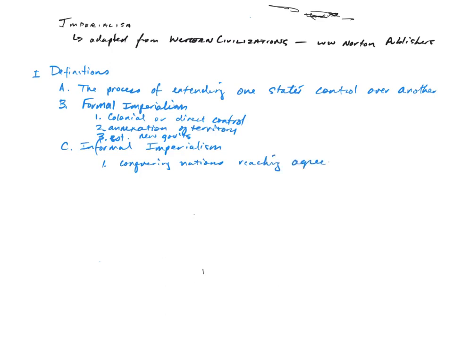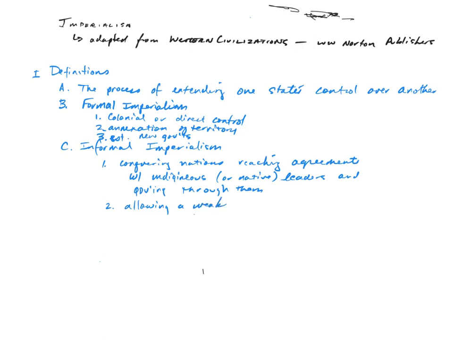Reaching agreements with indigenous or native leaders and governing through them. Part 2, allowing a weaker state to maintain independence while governing through them. Or 3, carving out zones of European sovereignty and privilege.